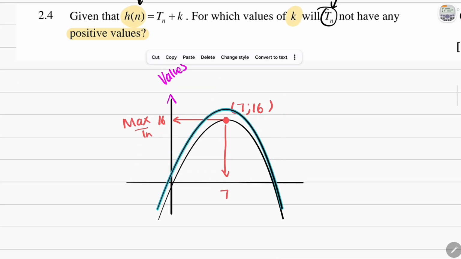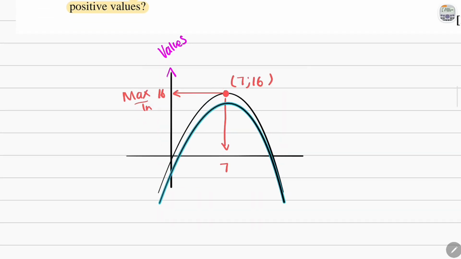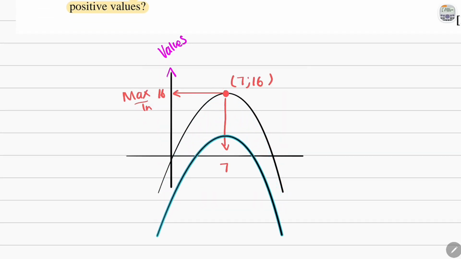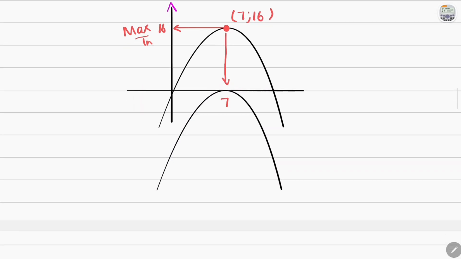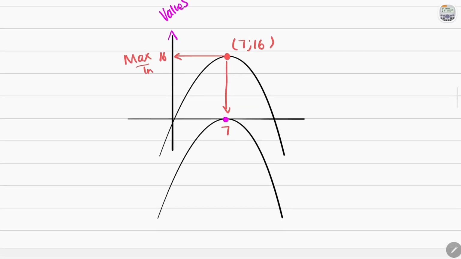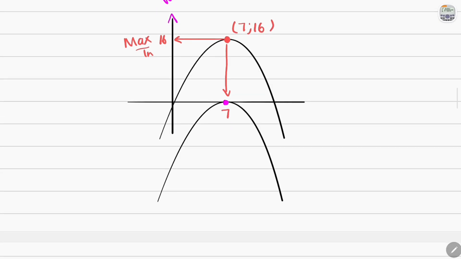So look at what we can do. We can take this graph and shift it down. If you shift it down to the point that the turning point sits on the x-axis, then look at what you have now. At this turning point, you have a y value of 0. So this would be 7 and 0. The x value is 7, the y value is 0, meaning the term number is 7, but the term value is 0. 0 is a value that is not positive. It's neutral, neither positive nor negative. So it can be equal to 0, but it mustn't be positive.